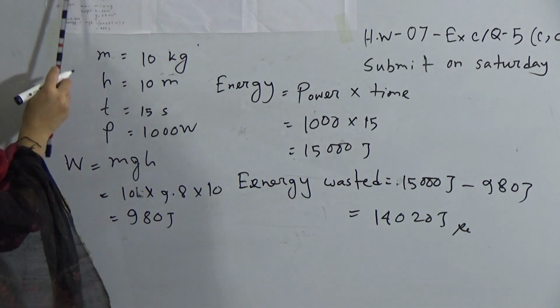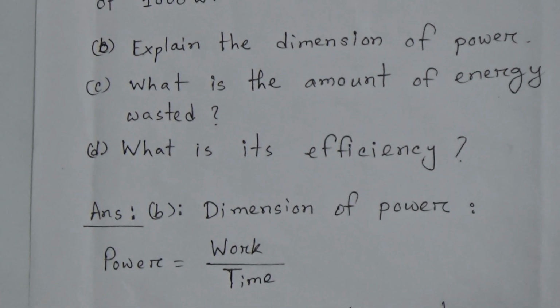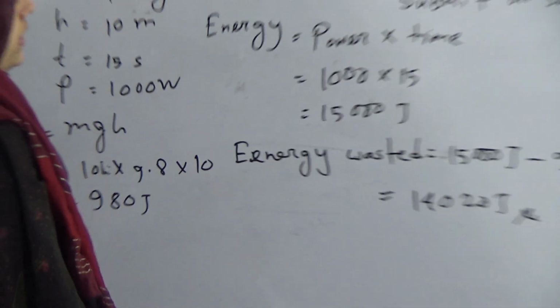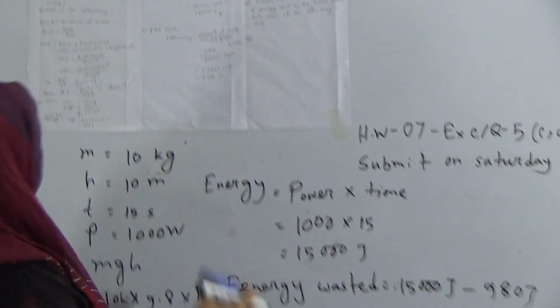So what is the amount of energy wasted? We have got that energy wasted is 14,020 joule. Now we will solve question number D.